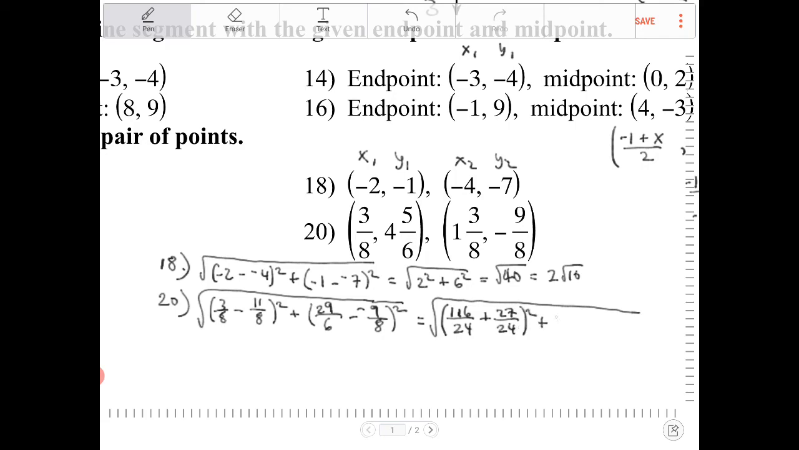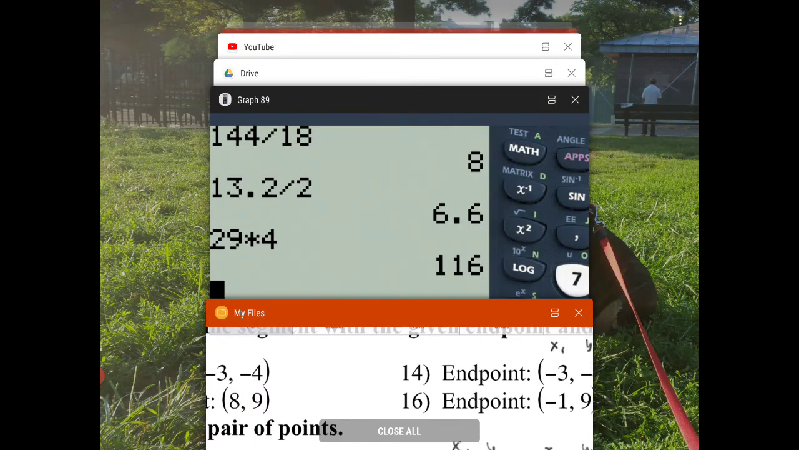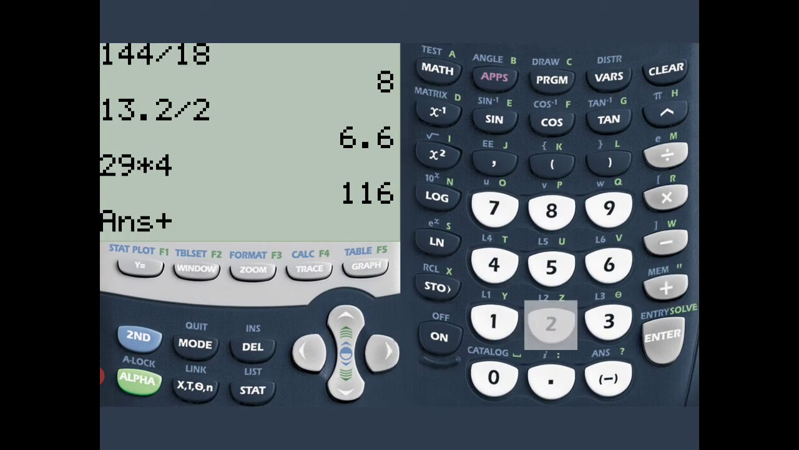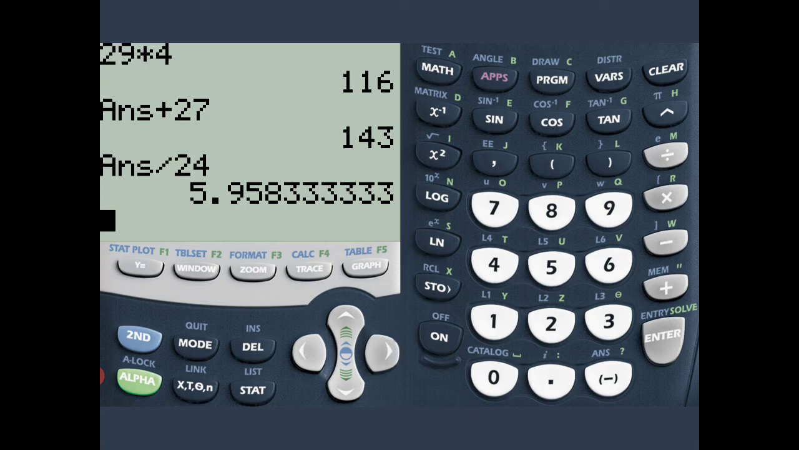Quantity squared. Plus 3 minus 11, that would be 8 over 8. So that would be 1. 1 squared. So if I add together 116 and 27, it's 143. Divide that by 24. I end up with this fraction here.